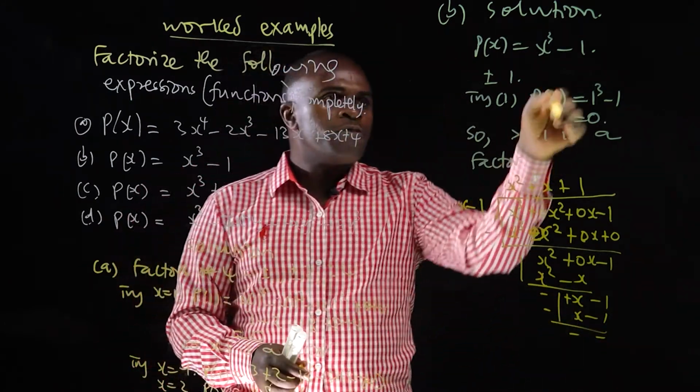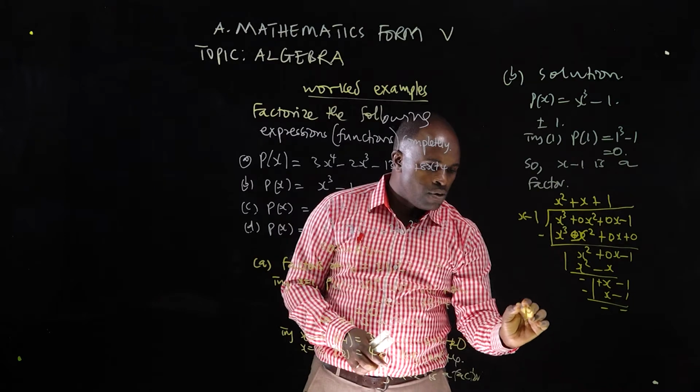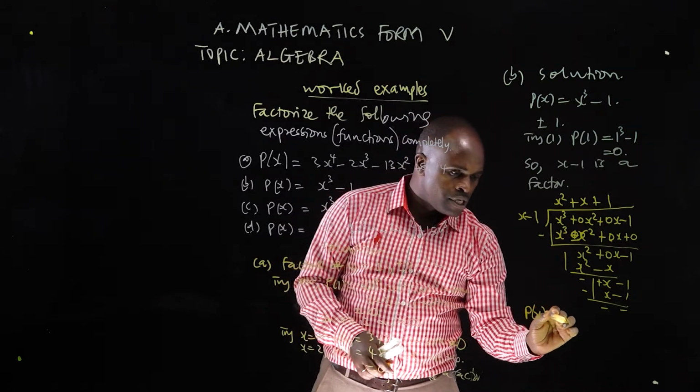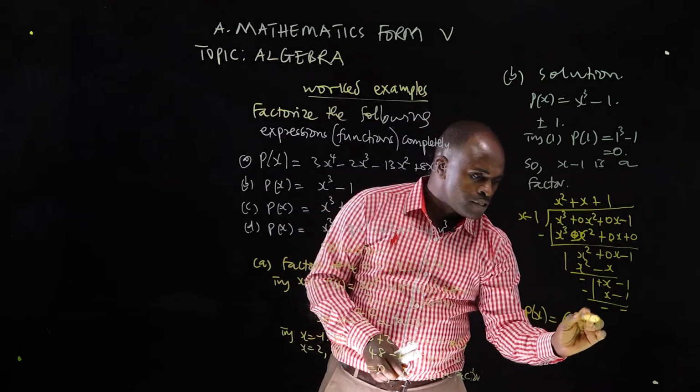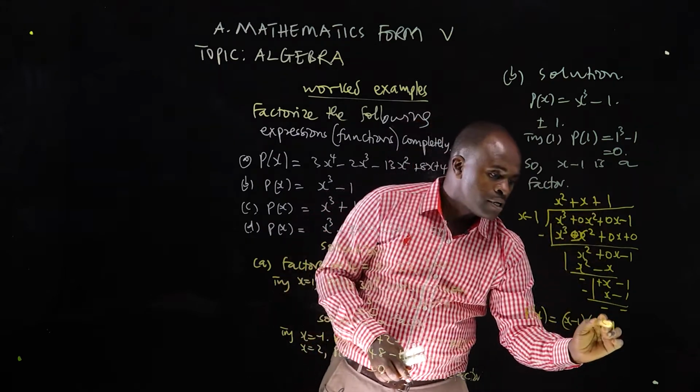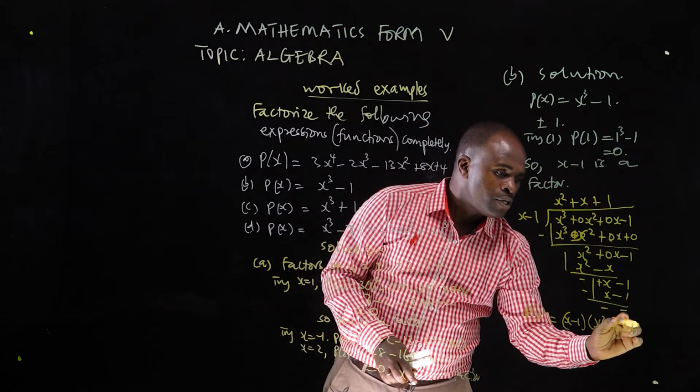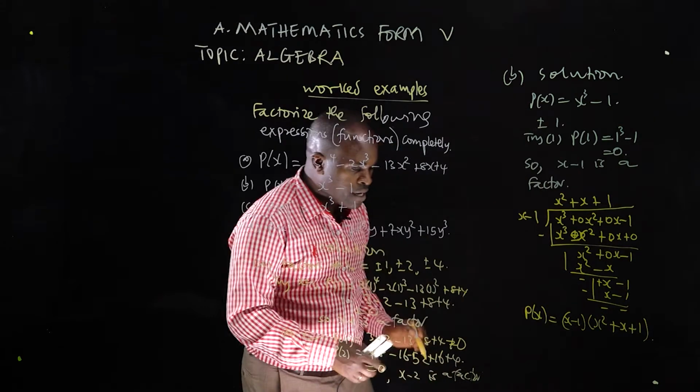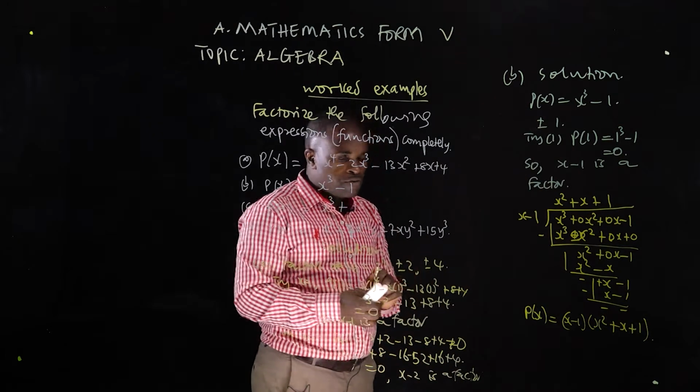So to factorize, it means p of x becomes x minus 1 times x square, this result, plus x plus 1, completely factorized. This is how one could factorize this.